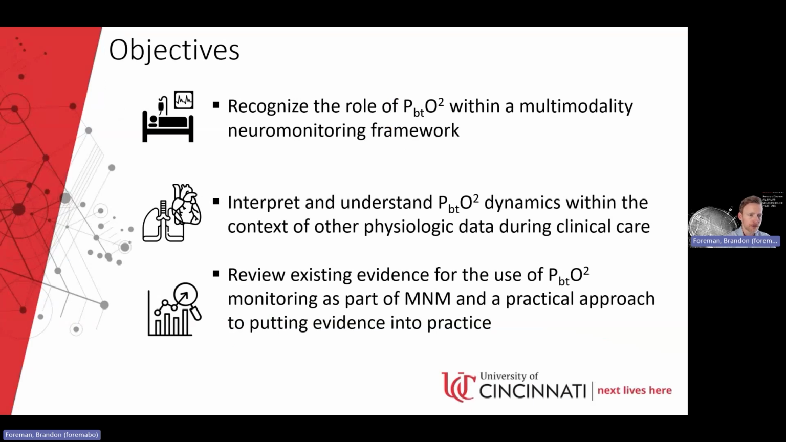What we're going to go through is first recognizing the role of brain tissue oxygen monitoring within a multimodality neuromonitoring framework. We'll talk a little bit about the brain tissue oxygen dynamics that you'll see within the context of other physiologic data. And we'll talk about the existing evidence for the use of brain tissue oxygen as part of multimodality neuromonitoring, and a practical approach about how you might put this into clinical practice.